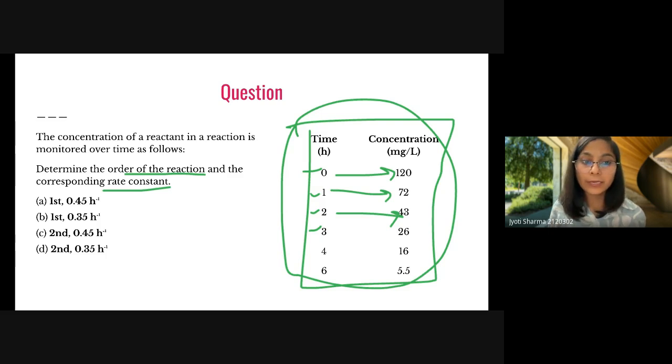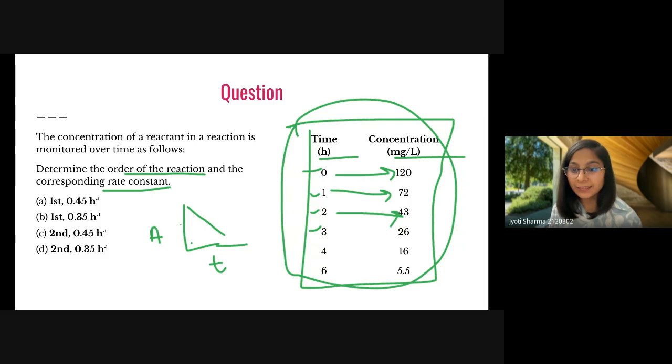So how can you calculate the order of the reaction? As we know, this is our concentration of reactant, and this is time. If this plot gives us a straight line, then we will say that this is a zero order reaction.